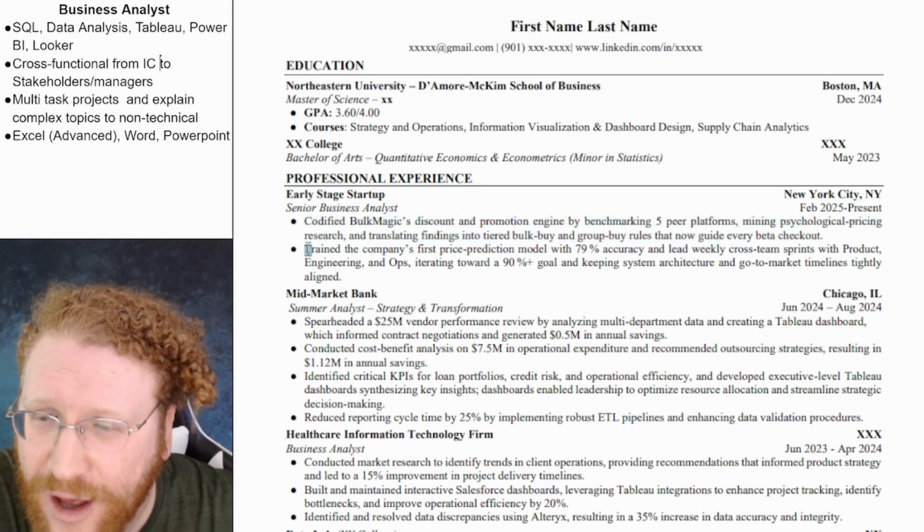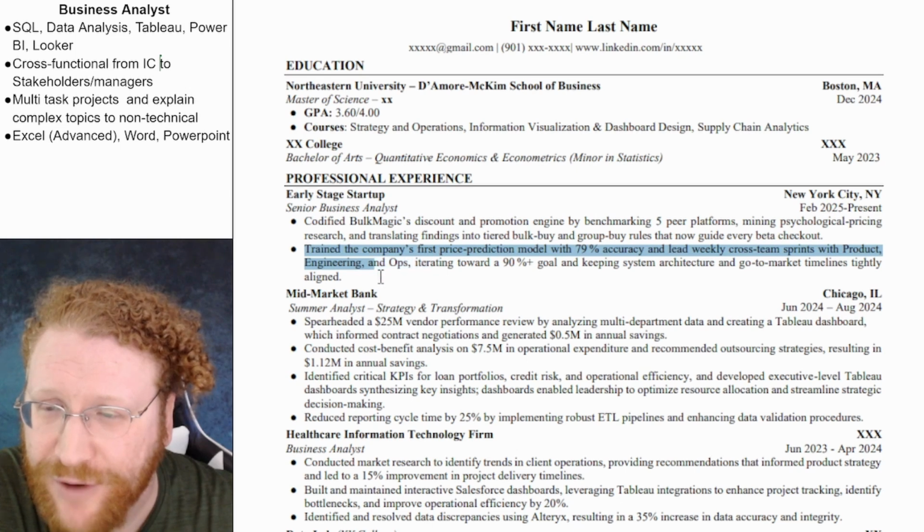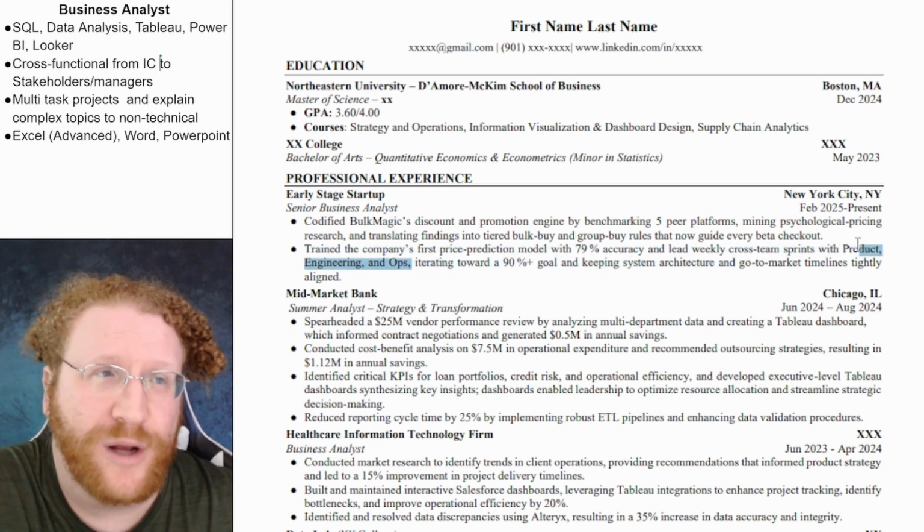There's like nothing here. Train the company's first price prediction model with accuracy, led weekly team sprints with product, engineering, ops. So this is good because it shows that you can work a little bit cross-functionally.